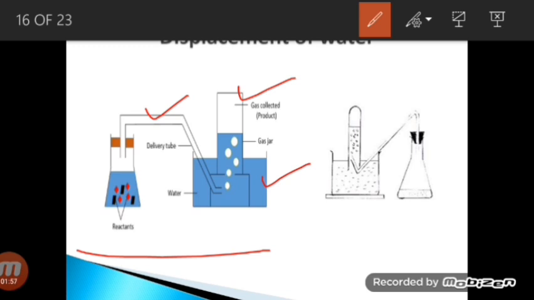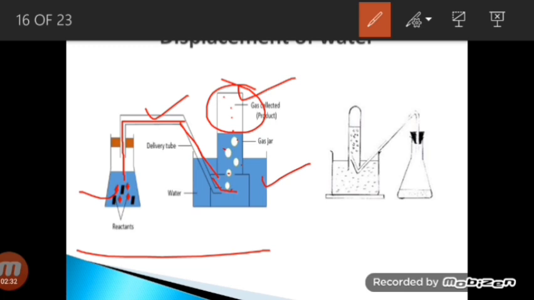These are the reactants which are inside this closed container, and after the reaction of these two reactants, the gas will be evolved and it will move into this delivery tube. As it moves into this delivery tube, it will go inside the water. If it is soluble, it can't be collected because it gets dissolved into the water. If it's insoluble, these gas bubbles will go up and they will be collected in this gas jar over here.